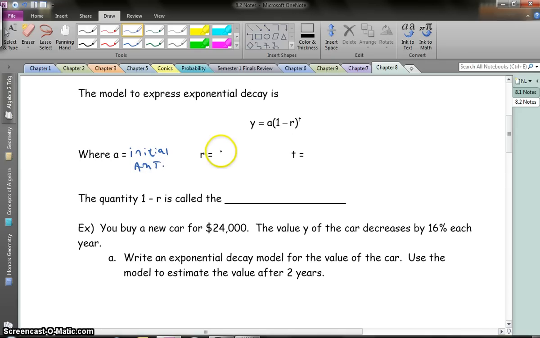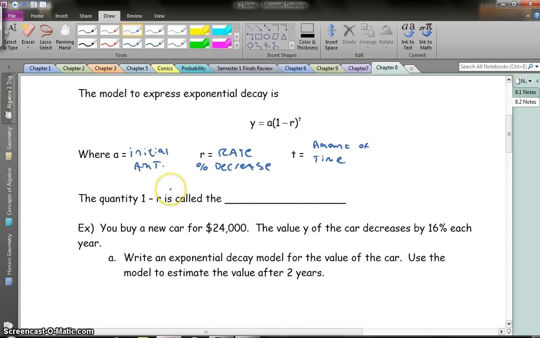R is still my rate, but this time it's a percent decrease, instead of an increase. And then we have our T, which is our amount of time. Again, those units are whatever the problem is referring to.